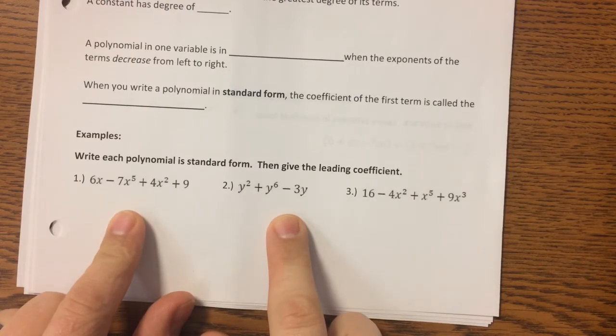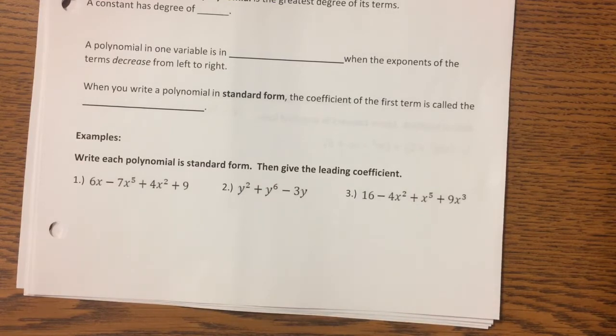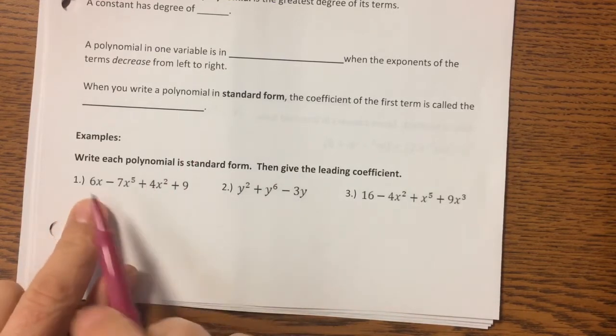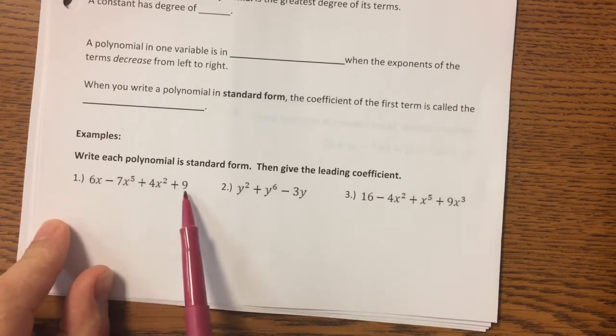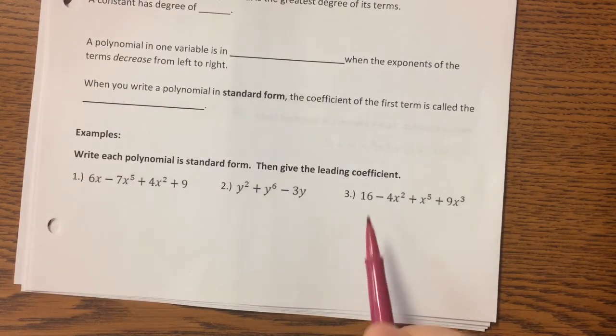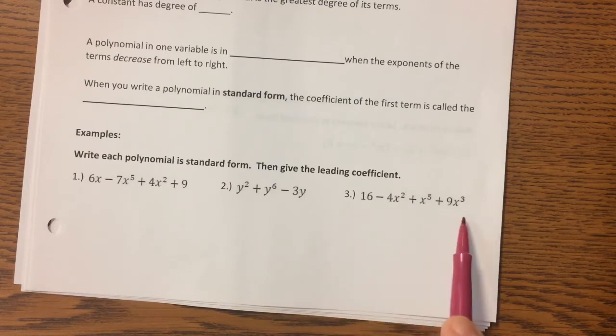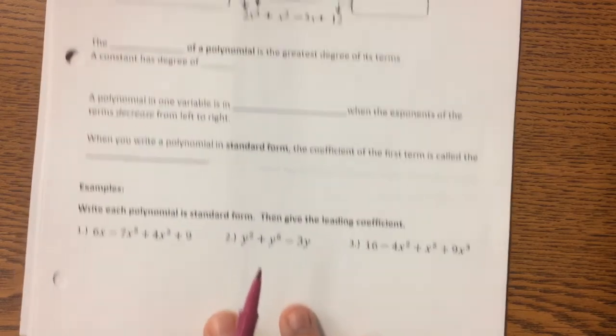Notice how each one of these consists of a sum or a difference of terms. So this one has 1, 2, 3, 4 terms. This one has 1, 2, 3. This one, number 3, has 1, 2, 3, 4 terms. So this one has 4 terms, this one has 3 terms, this one has 4 terms. But they're just either adding or subtracting these terms. And the whole thing is called a polynomial.